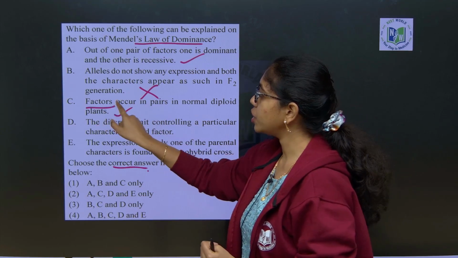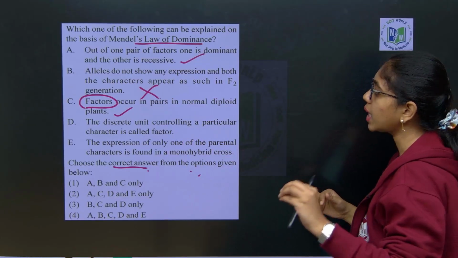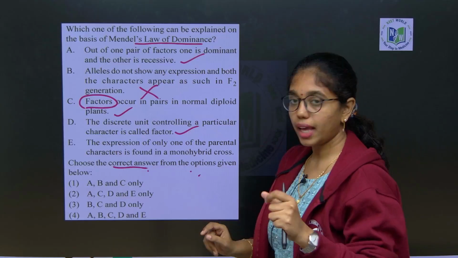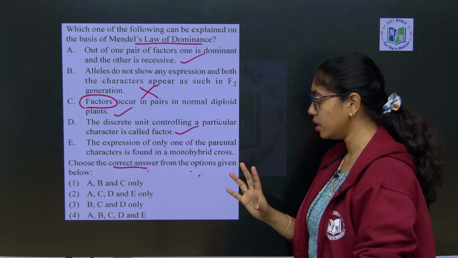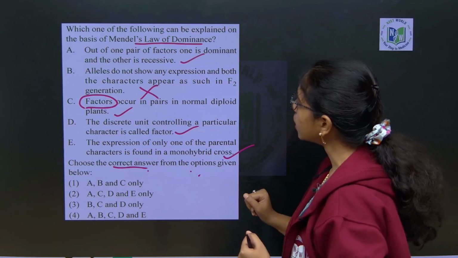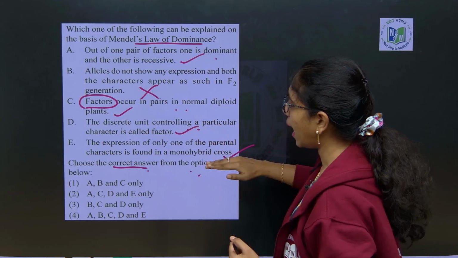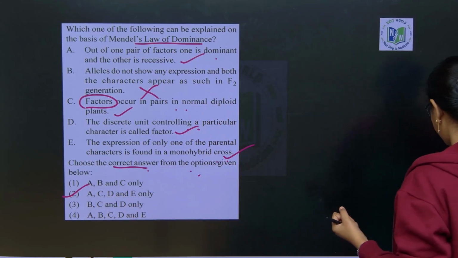Factors are genes according to Mendel. Next, the discrete unit controlling a particular character is a factor. Next, the expression of only one of the parental characters is found in a monohybrid cross, true. So, what are the correct statements here, Nana? A, C, D and E. Okay. So, option 2 is the correct answer.